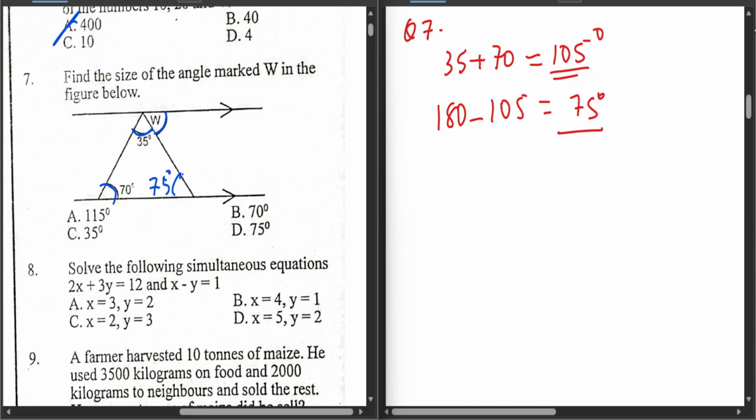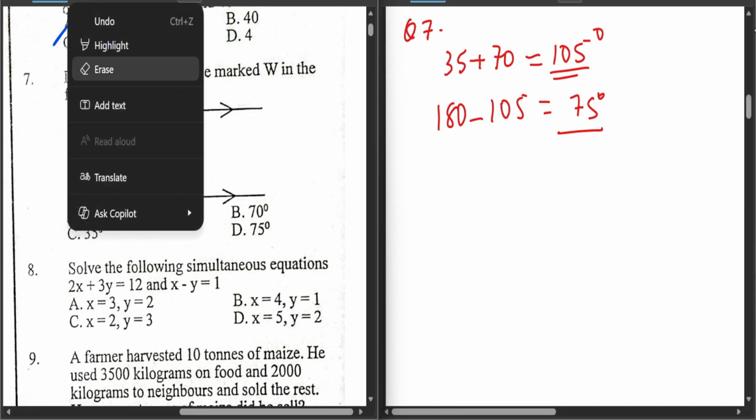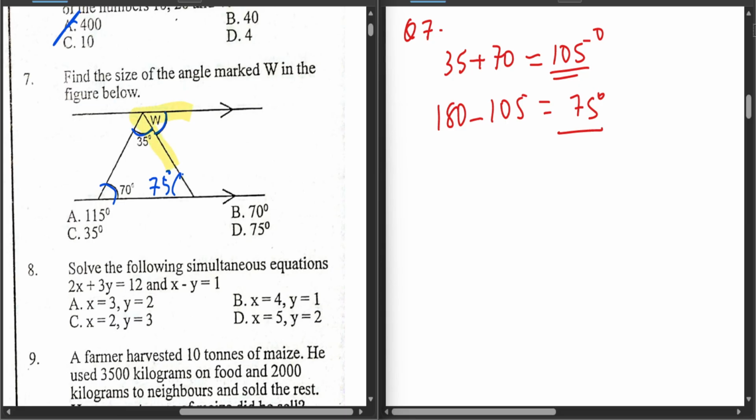Now since this is Z, whichever angle that you have here will just be similar to this. Therefore, if this is 75, this is also 75 degrees. They're alternating angles, because the lines are parallel. So that is going to be 75 solved.